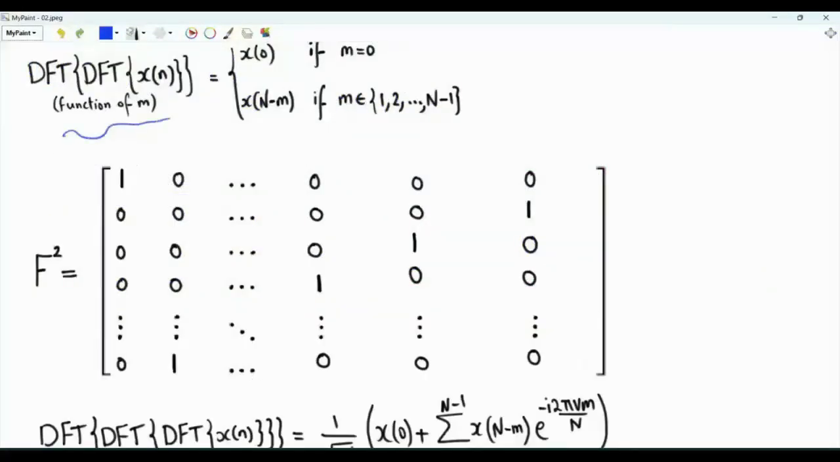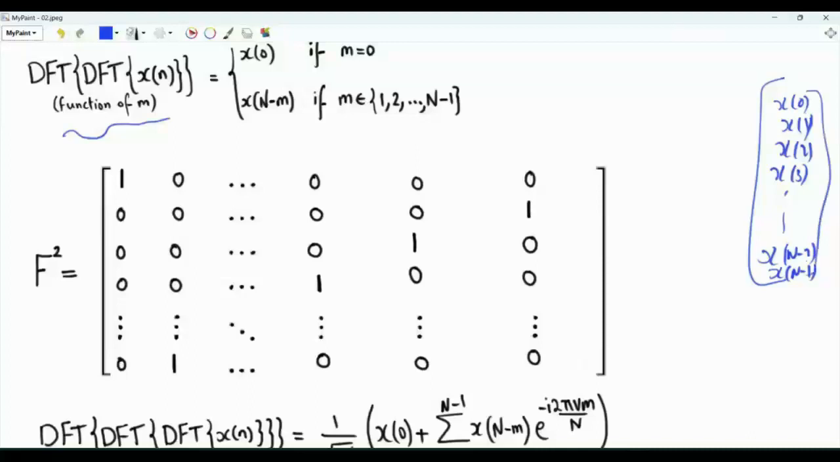This is the DFT of the DFT. So if we have vector x, x of 0, x of 1, x of 2, x of 3, and then x of big N minus 2, x of big N minus 1, then what is the result of applying the discrete Fourier transform twice? The first output is small x of 0. This means that F squared as a matrix, the topmost row has a 1 here followed by zeros, so that the first output is small x of 0.